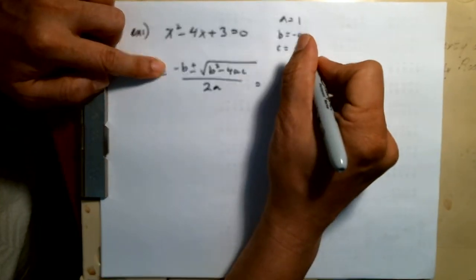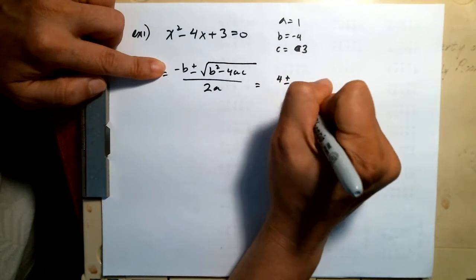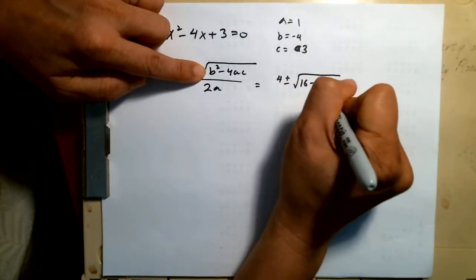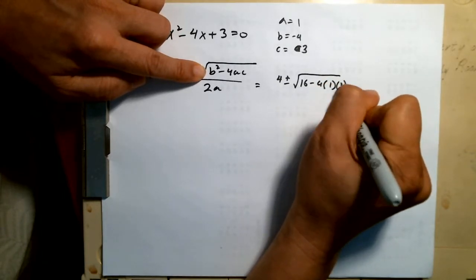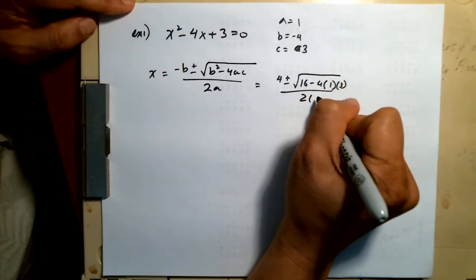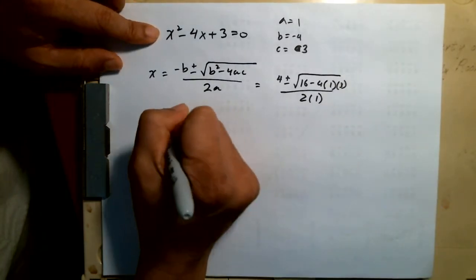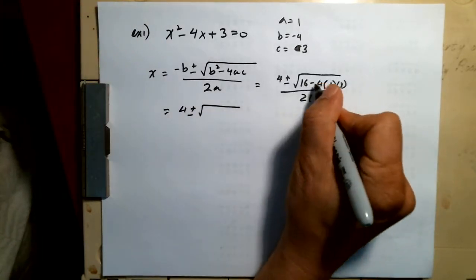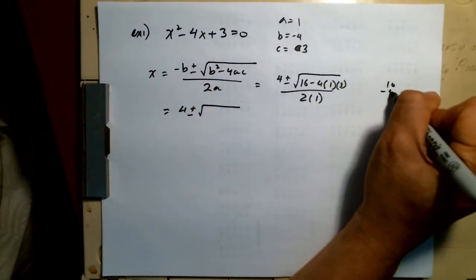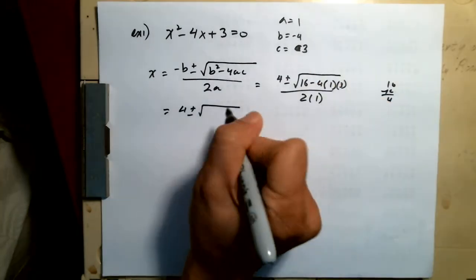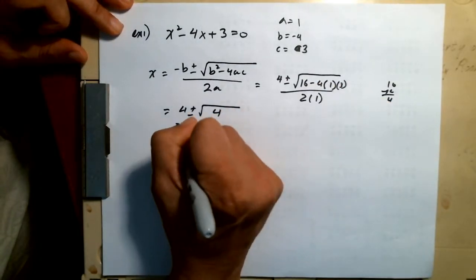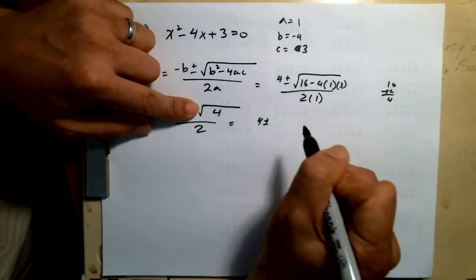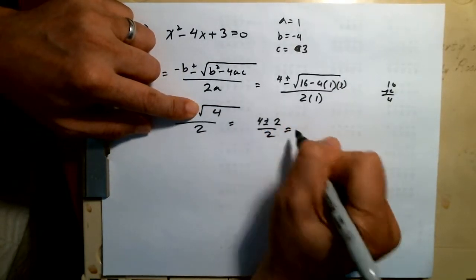Negative b was negative 4, which is positive 4, plus or minus the square root of b squared. Negative 4 squared is 16 minus 4 times 1 times 3, all over 2 times 1. There's a 1 right there. Simplifying that, I get 4 plus or minus the square root of 16 minus 12. 16 minus 12 is equal to 4. Plus or minus the square root of 4, all over 2. It's going to be 4 plus or minus the square root of 4, which is 2, all over 2.